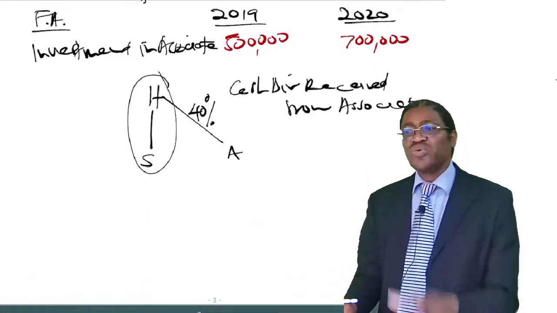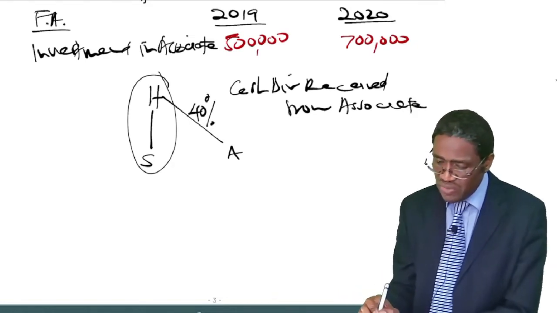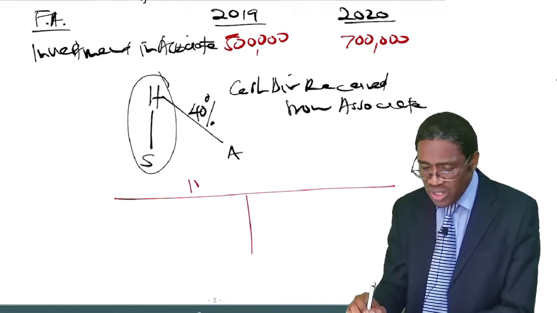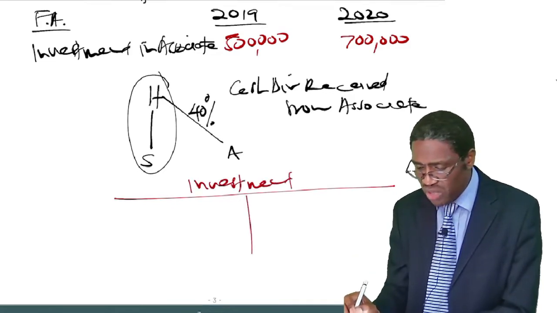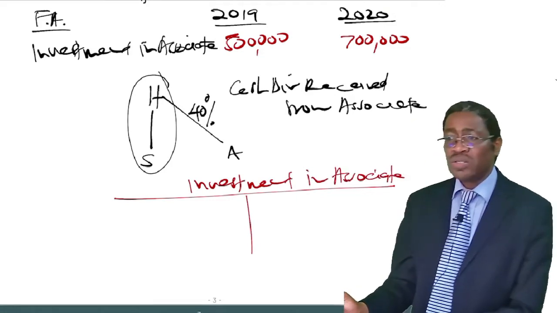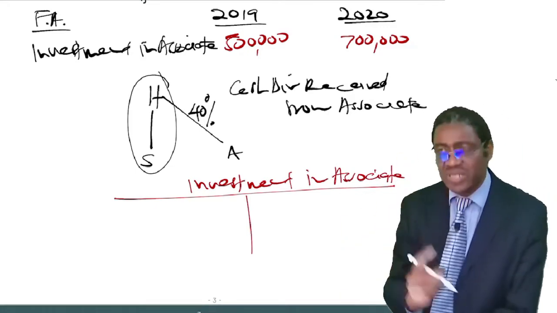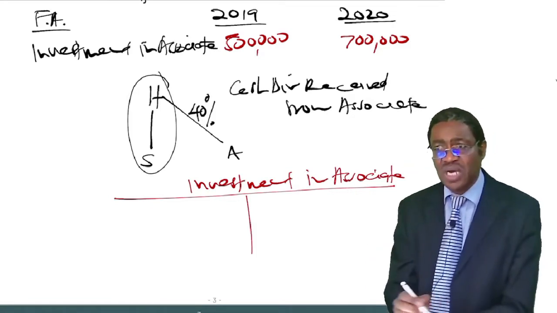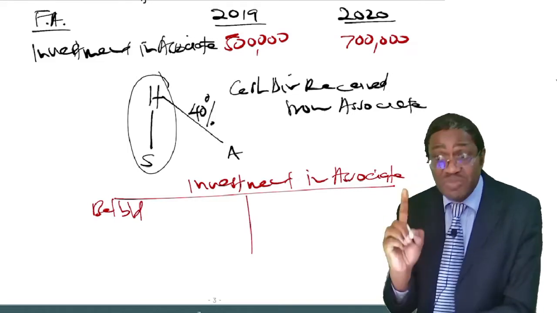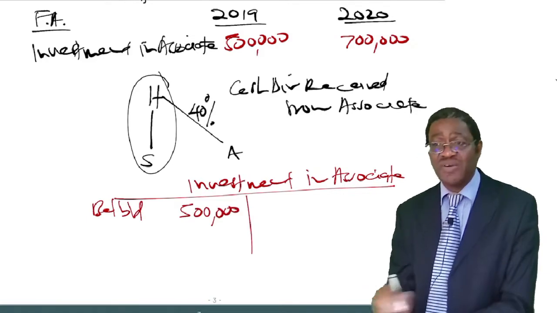Now, to determine the cash dividend received from the associate, we shall be opening an account called investment in associate. You go to the balance sheet of last year and bring down your entitlement last year. From the balance sheet of last year, what was our entitlement? You come and see your balance brought down. From this illustration, I can see my investment in associate last year was 500.